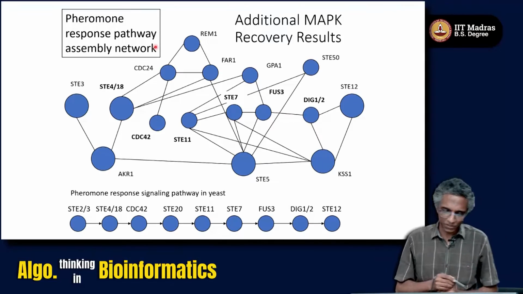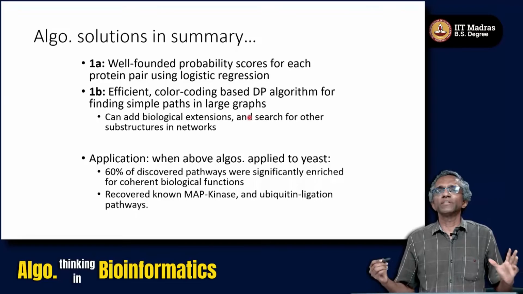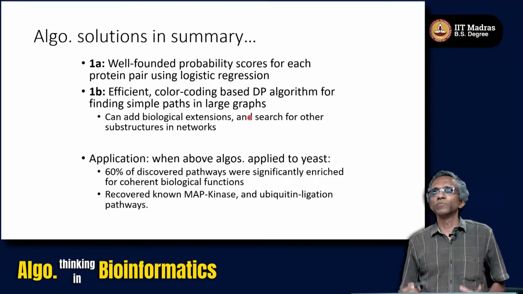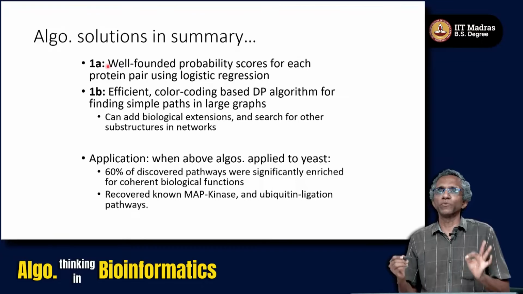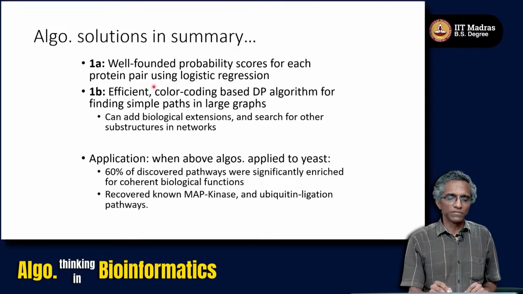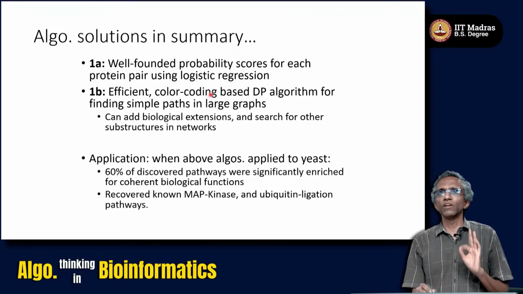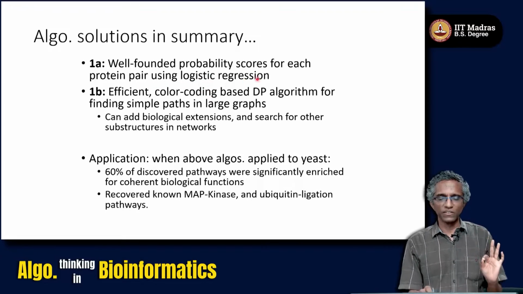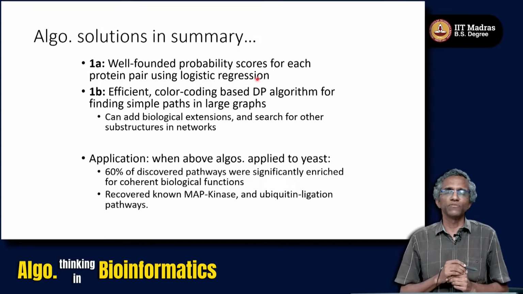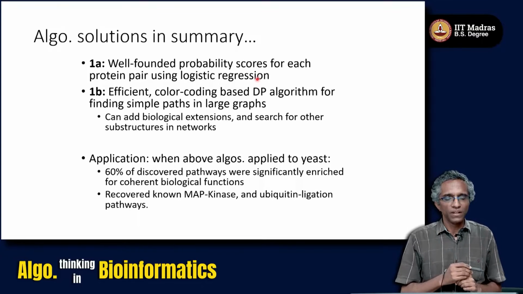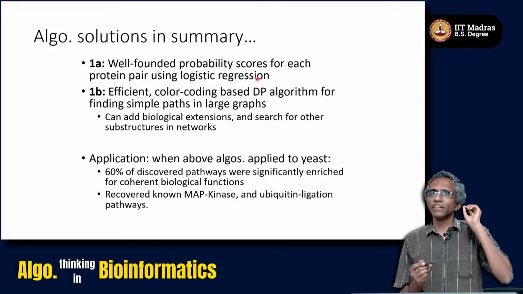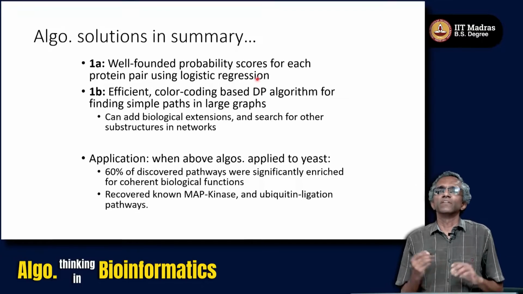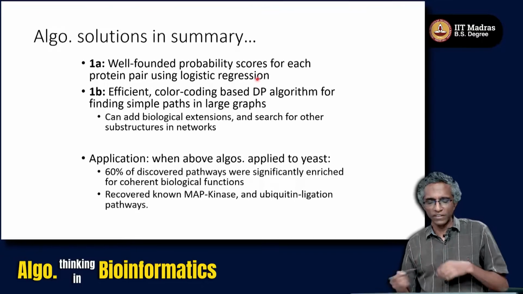So, let us summarize the algorithms we have seen for both problem 1a and problem 1b. In problem 1a we wanted to estimate the probability that a pair of proteins interact, and we have seen that we can estimate it in a well founded way using a training data set and a logistic regression, a machine learning model for binary classification. And then problem 1b, we have seen that the brute force approach is going to be really slow for the length of pathways to be 9 or 10 for instance.